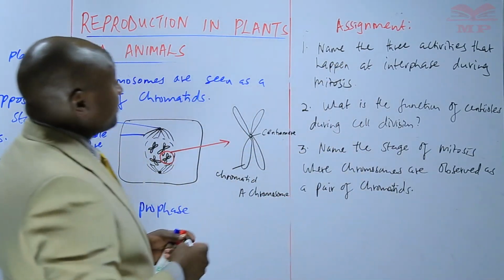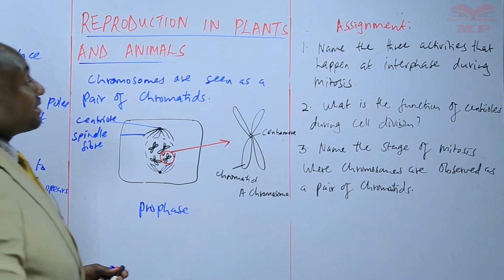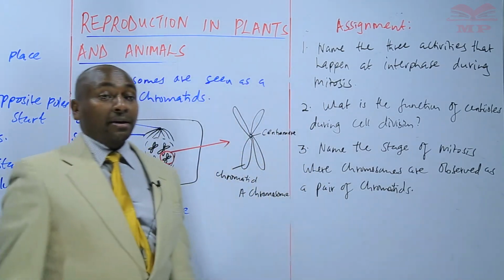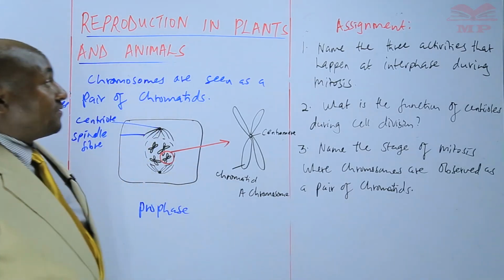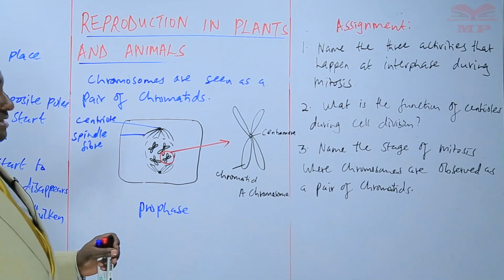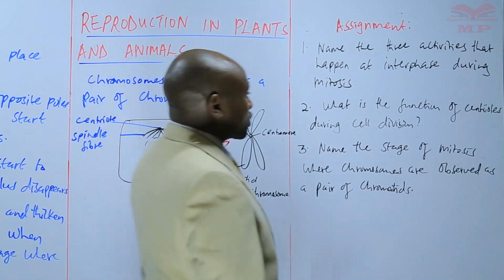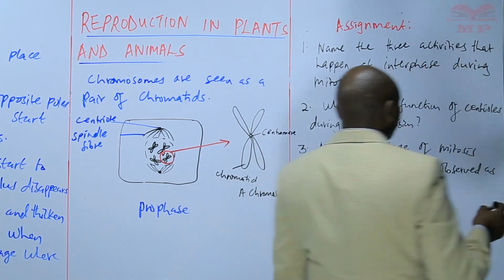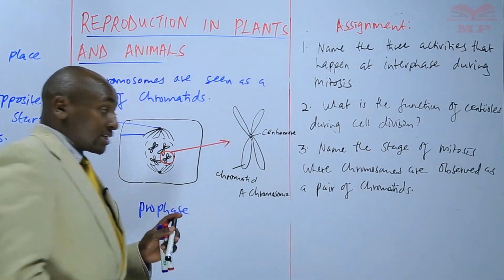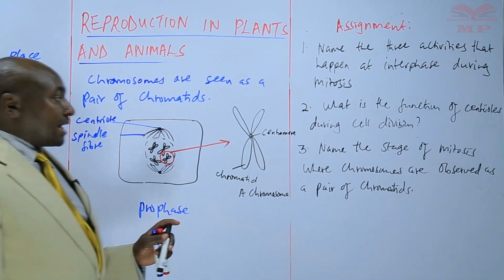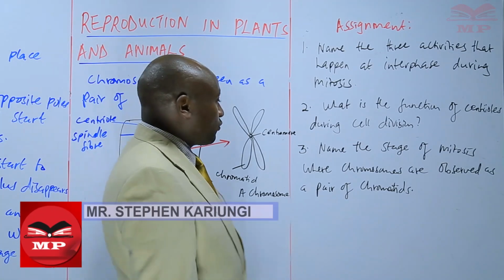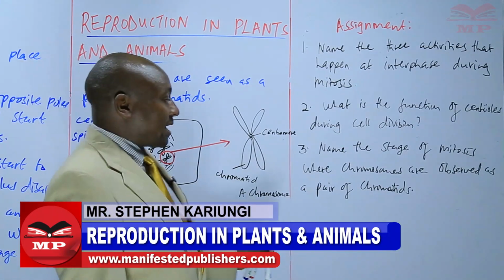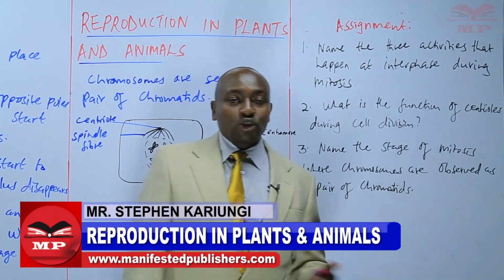So the assignment, the first question, name the 3 activities that happen at interphase during mitosis. What activities take place at interphase? Number 2, what is the function of centrioles during cell division? Specifically during cell division. And lastly, number 3, name the stage of mitosis where chromosomes are observed as a pair of chromatids. So we'll stop there.